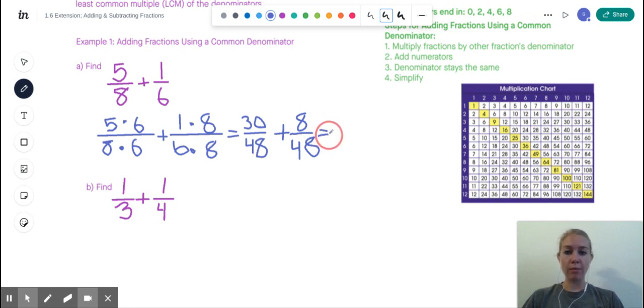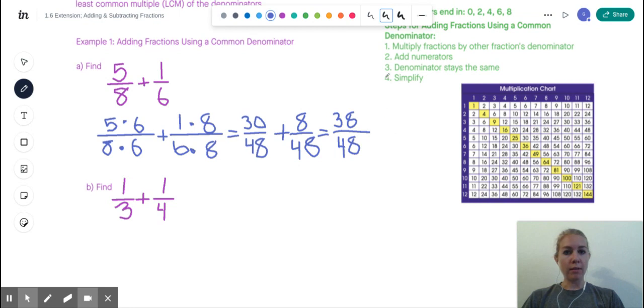Remember we know that the numerators are the top number. So 30 plus 8 is 38. Step 3 says the denominator stays the same. So we're not going to add the 48s together. Instead, the denominator stays 48. So you only add or subtract the numerator, the top number. And step 4 says to simplify.